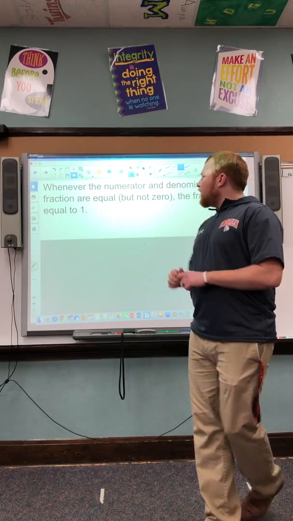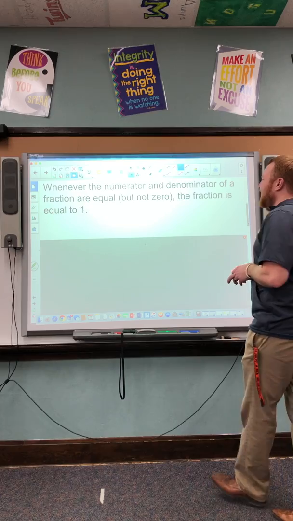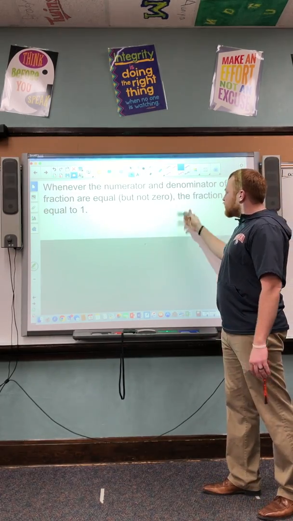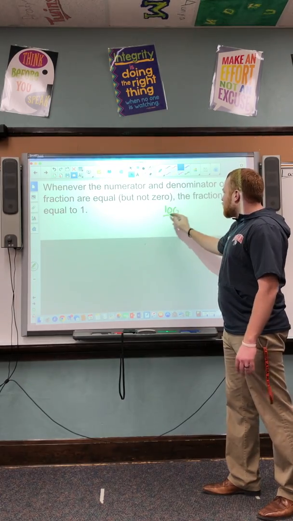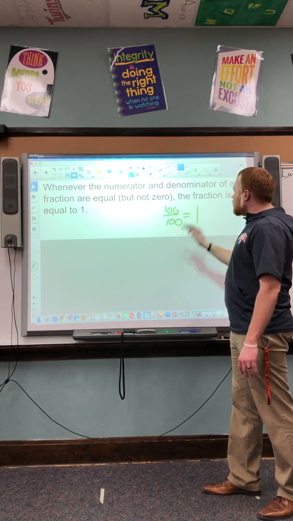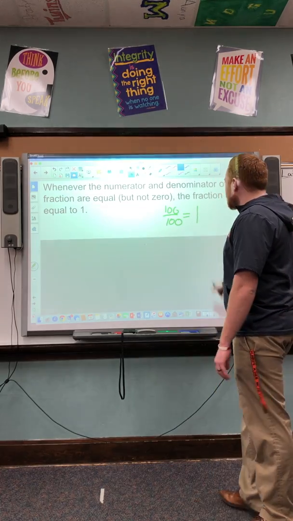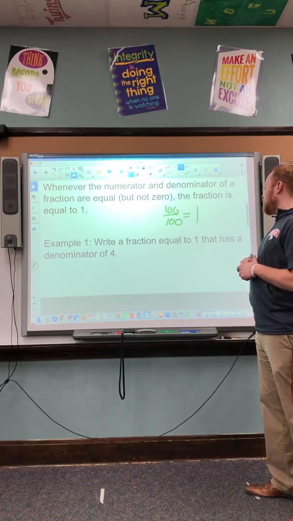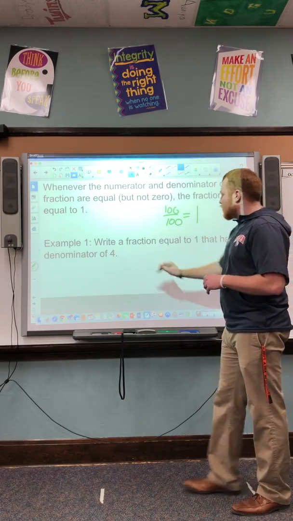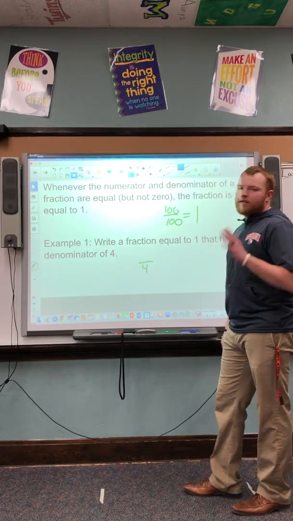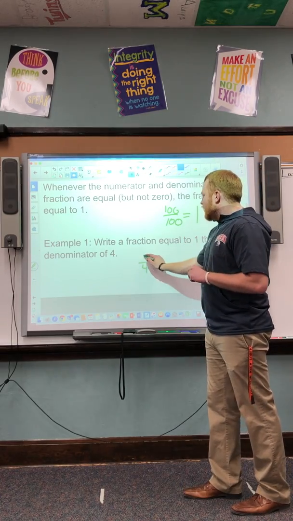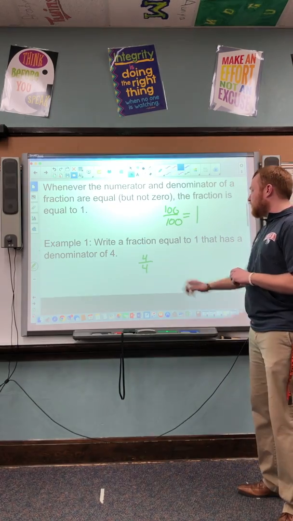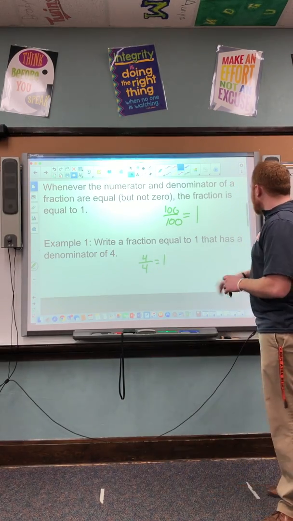Whenever the numerator and denominator of a fraction are equal, but not 0, the fraction is equal to 1, which we just covered. So it could be 100 over 100, and that equals 1. Example 1. Write a fraction equal to 1 that has a denominator of 4. So if we have denominator 4 and we want it to equal 1 whole, the numerator has to be the same as the denominator. So that would equal 1.